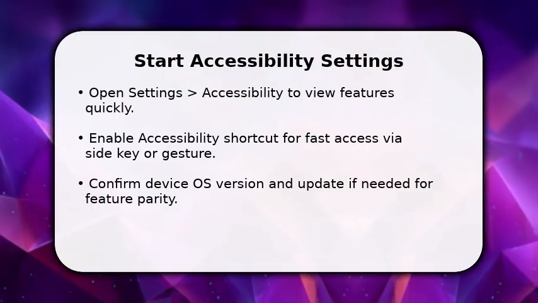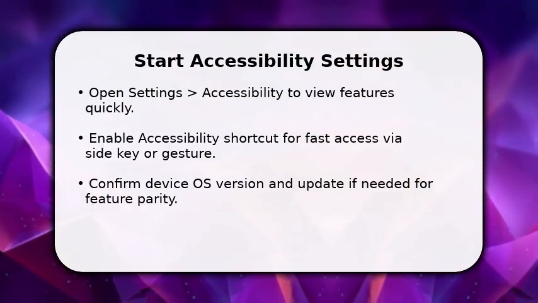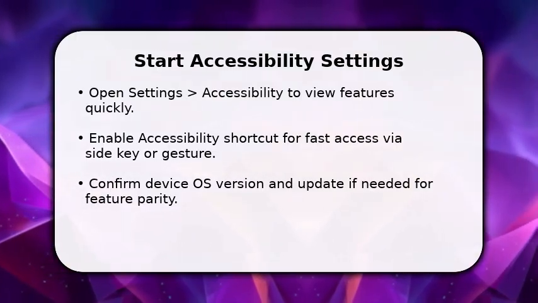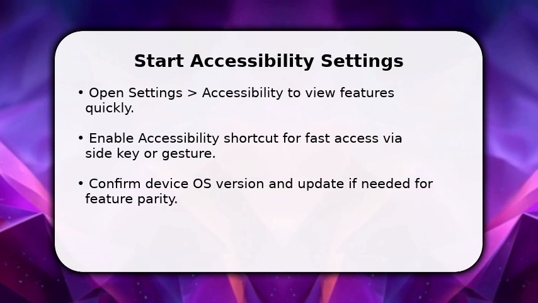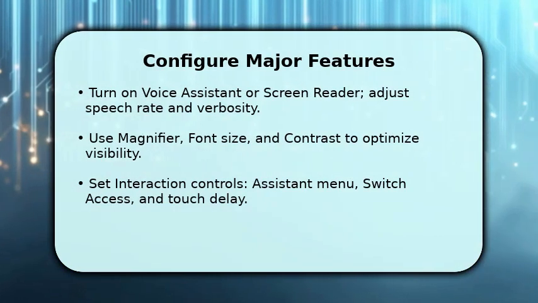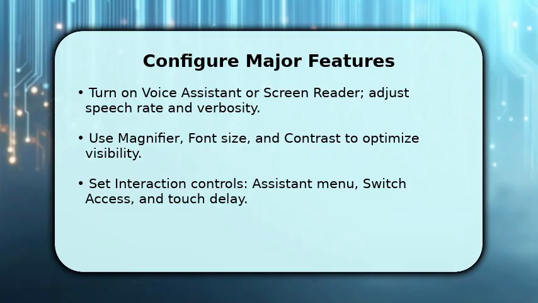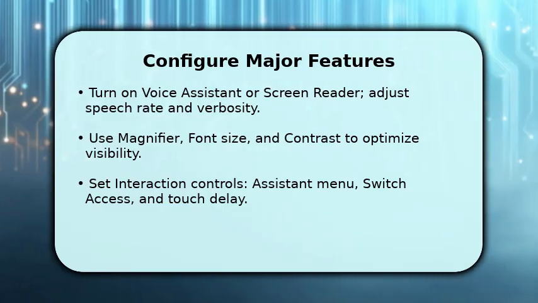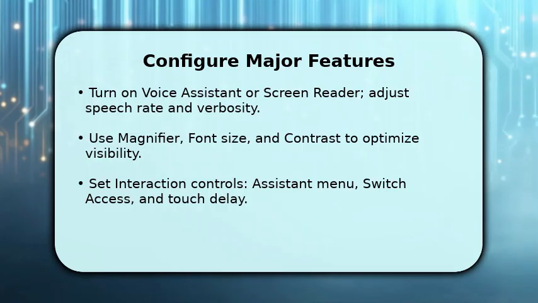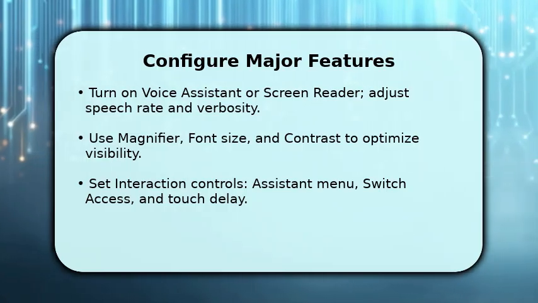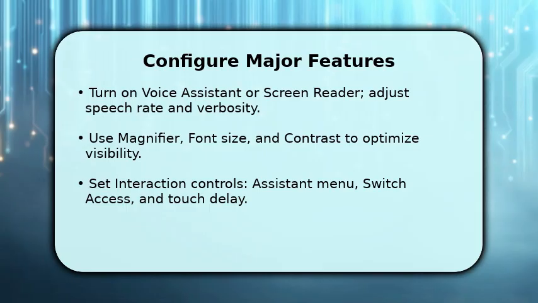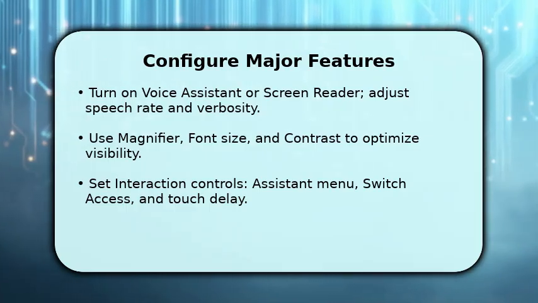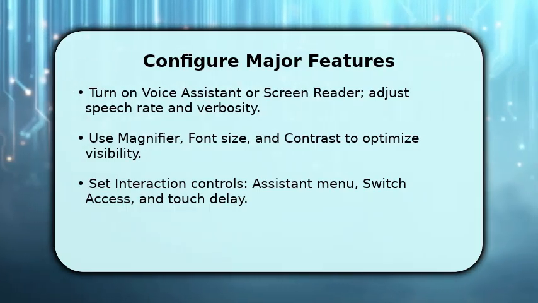If you're using a custom launcher, grant the necessary permissions now so the accessibility services can run smoothly in the background. Next, you'll configure core features. Enable Voice Assistant for spoken feedback and set the speech rate so it's comfortable for you to follow. Then adjust magnifier and font size together. These change layout and readability, so tweak contrast and color filters for maximum clarity.